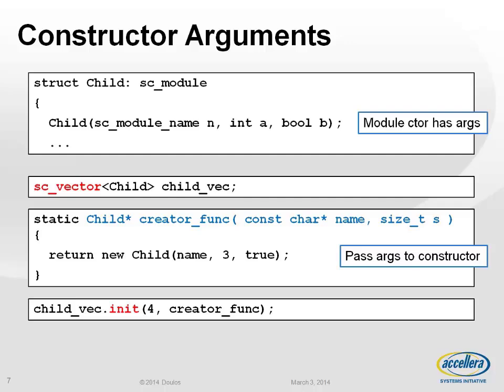If you want to do this stuff, you can look up all the details in the LRM. There's a few different flavors of doing it. But the bottom line is, you can create an SC vector of your own SystemC modules and programmatically pass in all those constructor arguments, so that each instance of your module, even separate instances in the vector, can have their own constructor arguments, which is all good stuff.